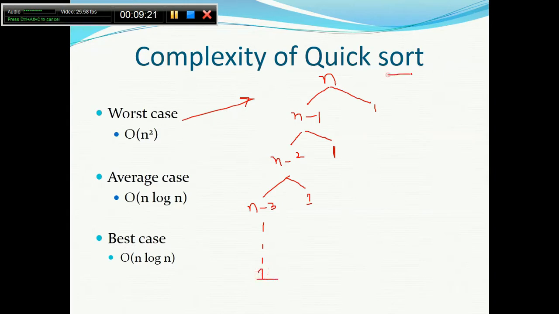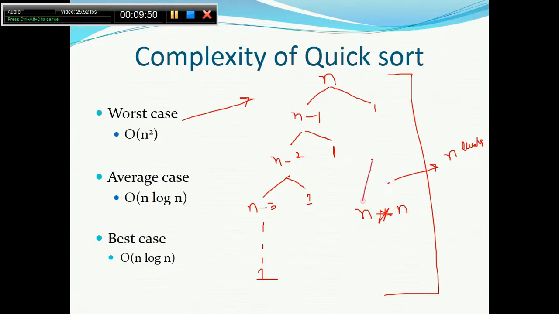You can see here, if you try to find the number of levels in this tree, it would be almost n levels. It is like n minus 1, n minus 2, n minus 3, up to 1. So the number of levels is n. And at each level you are applying the partition algorithm. So what will happen? n, the number of levels, into n, the cost of the partition algorithm.